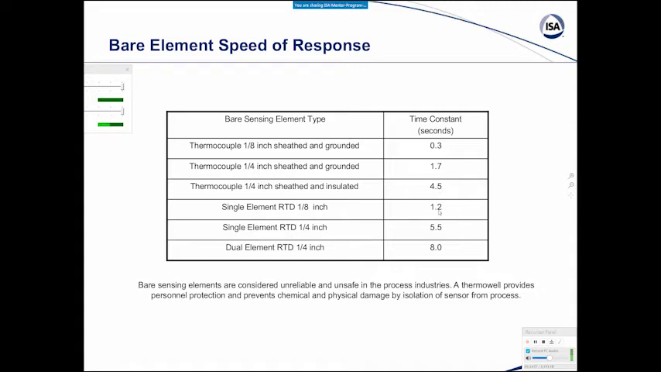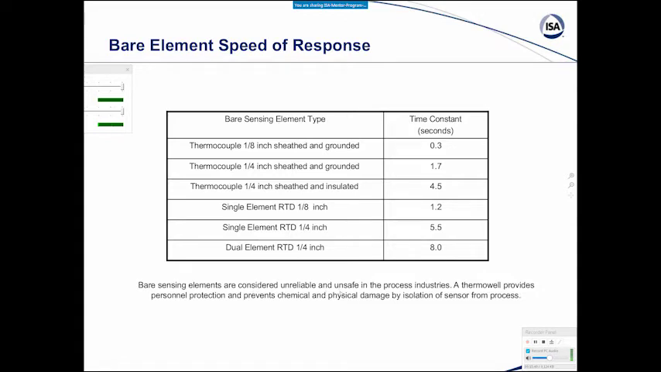Now we start looking at the RTD. Yeah, it's slower, but if you're starting to compare the quarter inch, and particularly against the one that's ungrounded, in other words, insulated at the tip, it's not that much different. And the other thing you have to consider is whether you really should be using dual elements, and then you're going to get into larger response times, but you then have a backup right there built in in terms of another element.